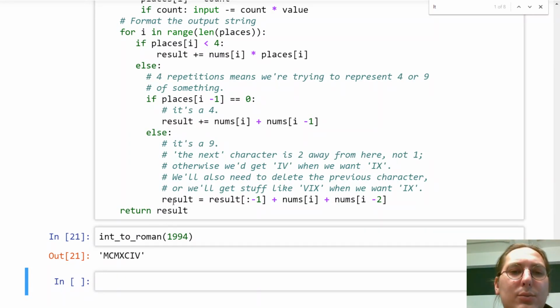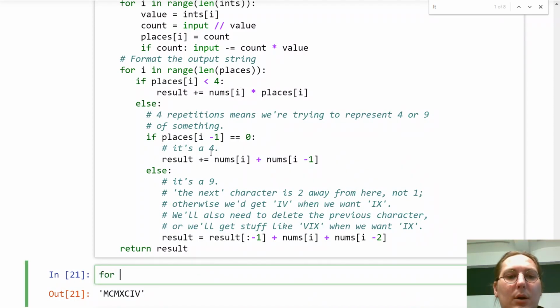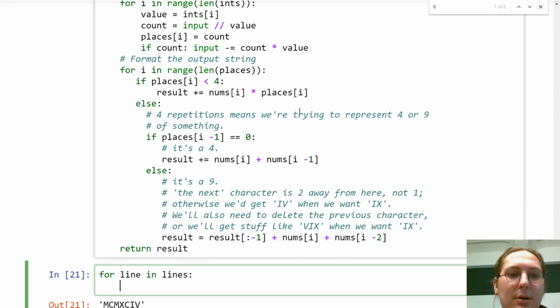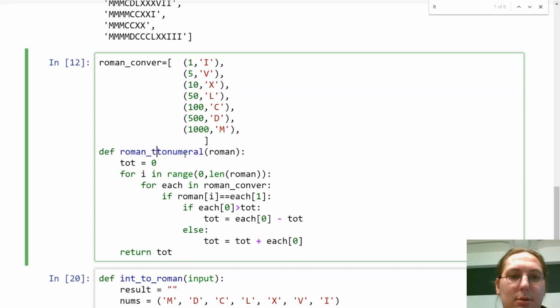So it is 3 times the smaller before a bigger one. You see the MCM, and then the XC is 90, and then the IV is 4. Okay, for line in lines. I don't like it anymore. You need to count all characters also. Don't forget, because the question is how many characters will you save? Well, that's, I guess, not the worst.